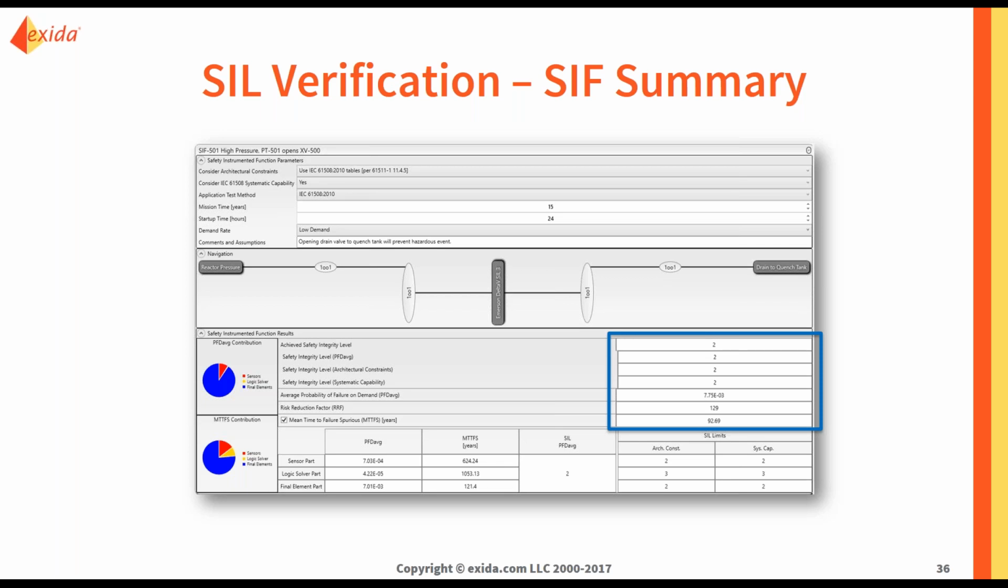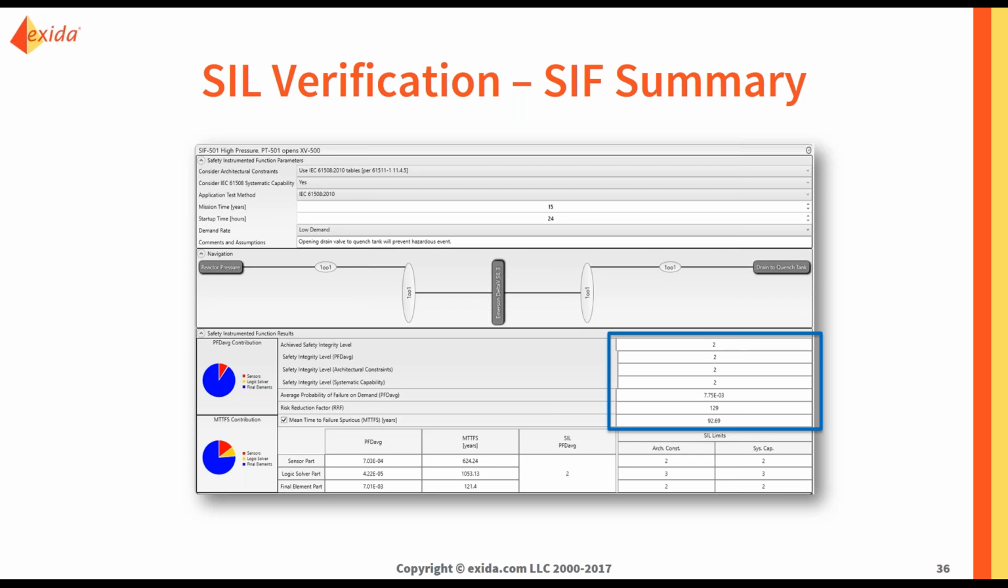Now, if you've modeled your SIF and you've chosen the equipment that you want and you haven't achieved your required safety integrity level, you simply go back, choose different equipment, perhaps add redundancy. All of the changes you would need to make to optimize your SIF are very, very easy to do and quick to do in a tool like this. So again, that is going to be a big time saver.